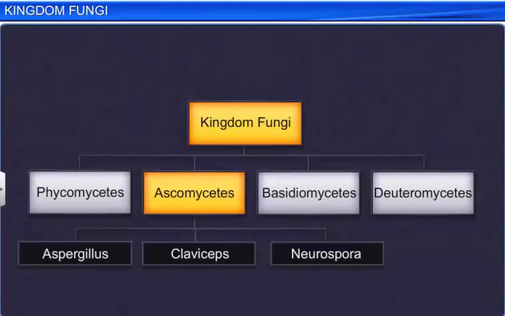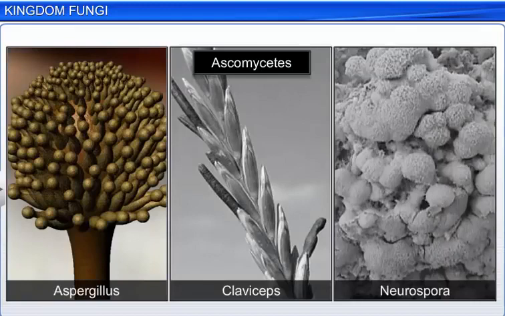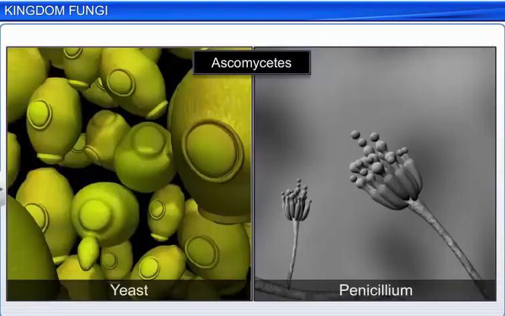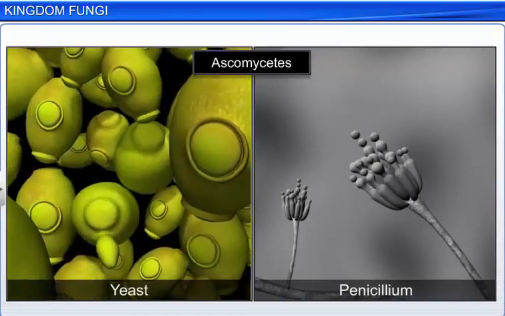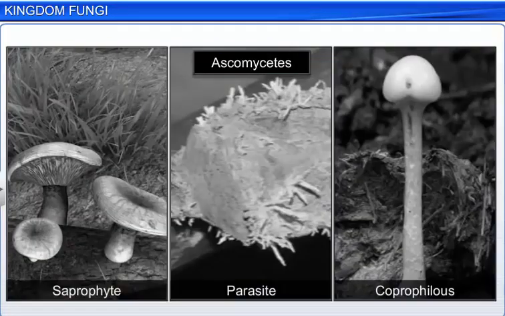Members of the Ascomycetes class are commonly known as sac fungi. For example, Aspergillus, Claviceps, and Neurospora. They can be unicellular like yeast or multicellular like penicillium. They are saprophytic, decomposers, parasitic, or coprophilous. That is, they grow on dung.